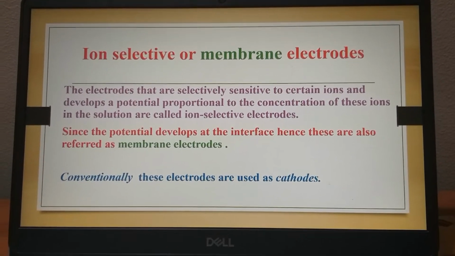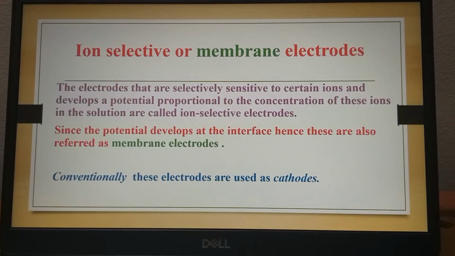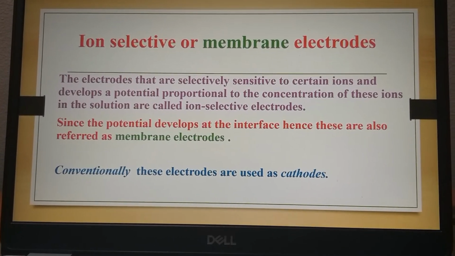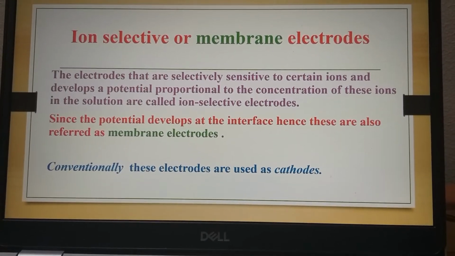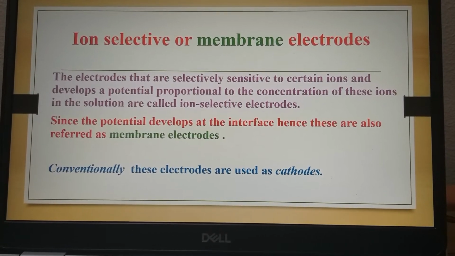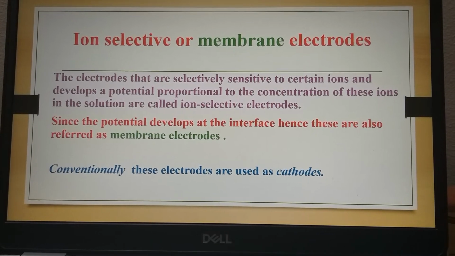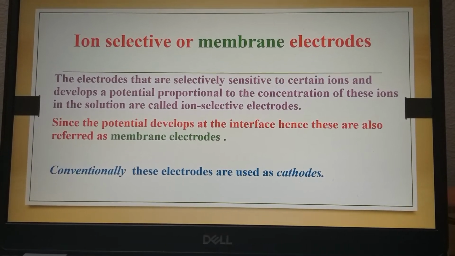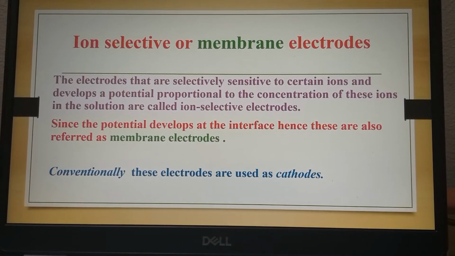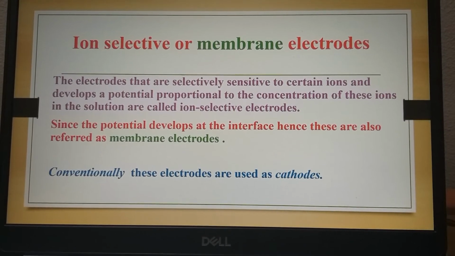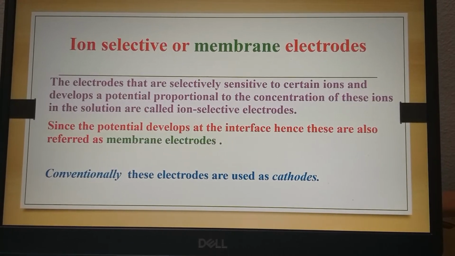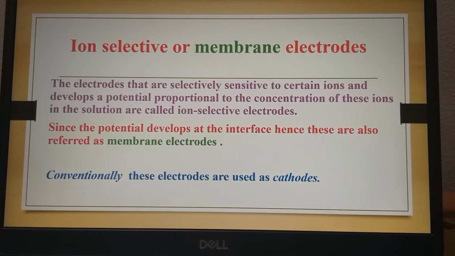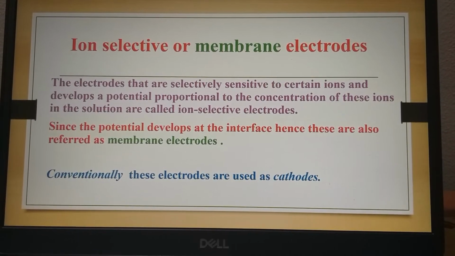The ion selective electrodes are defined as those electrodes which are selectively sensitive to certain ions in the solution and develop a potential proportional to the concentration of these ions, ignoring the other ions present in the solution. Such electrodes which are selectively sensitive are called ion selective electrodes.